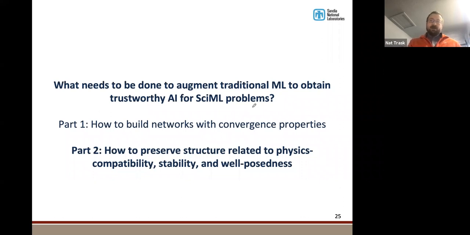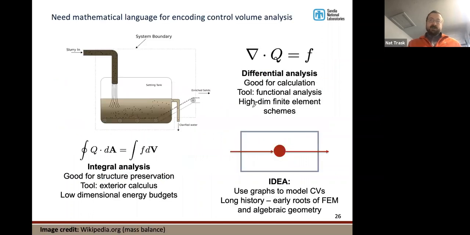Now the second part, I'm going to focus on this second architecture, which is aiming at physics compatibility, stability, and well-posedness. And the idea for this is, for those from an engineering department, this is kind of in undergraduate engineering, people don't tend to start working with PDEs until they're at the graduate level, or at least the upper undergraduate level.